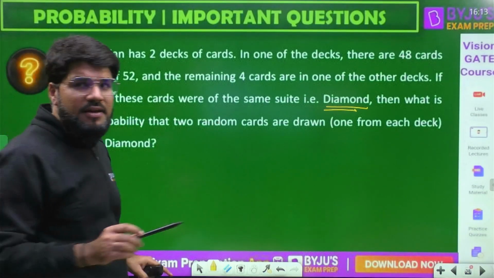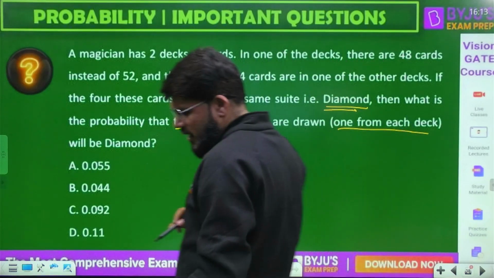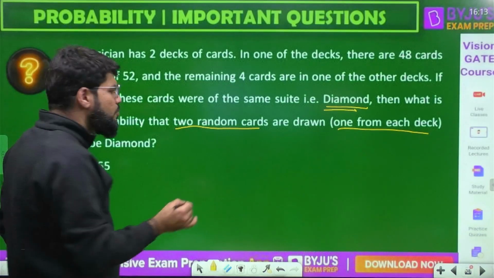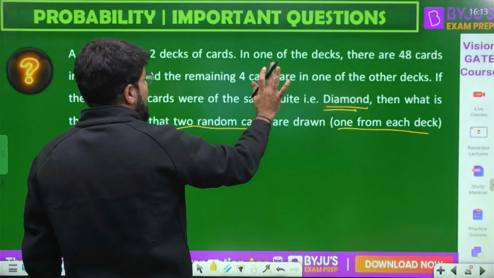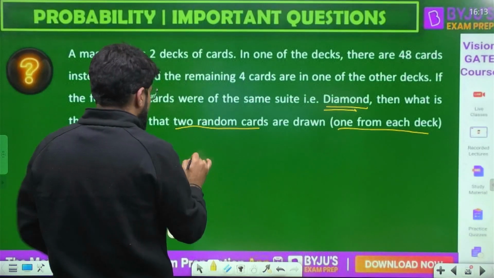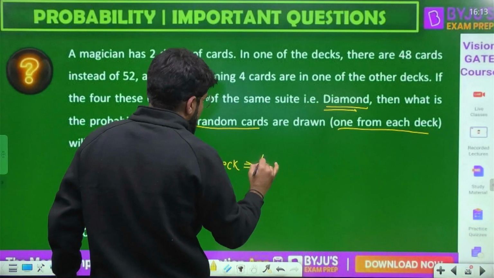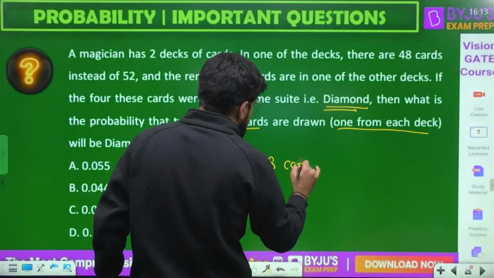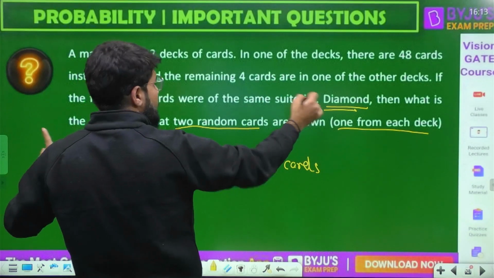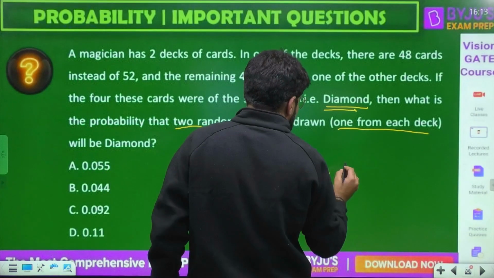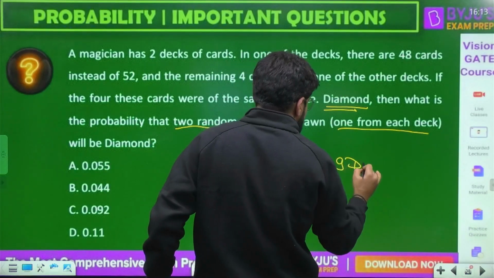One from each deck. Two random cards are to be drawn, one from each deck. So what is the probability? Simple. What is the probability of the first diamond? In the first deck, there are total 48 cards, 4 less, and the 4 less are the 4 diamonds. If diamonds are 13, then 13 minus 4, 9 diamonds.